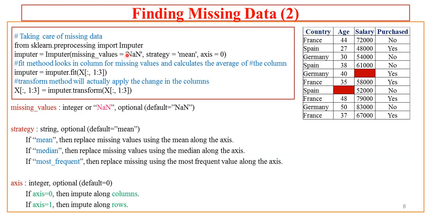Now let us try to understand this part, that is called the imputer part. The imputer has three parameters: missing value, which we have specified as NaN, that is not a number, then strategy, that is called mean, and axis 0. So what is this actually? It is something like this. Missing value can be NaN.